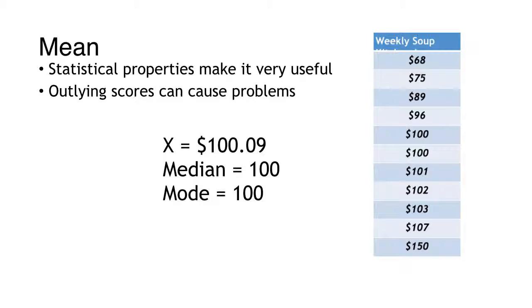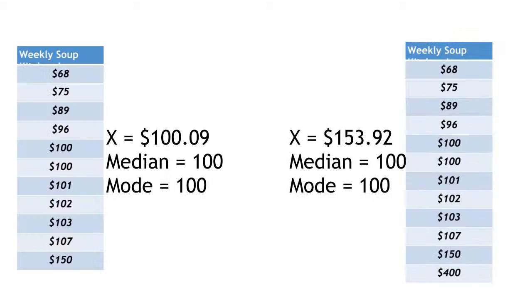Now, imagine that someone walks in who doesn't fit that pattern. This is what we call an outlier. So look down at the bottom. All of a sudden, somebody walks into the soup kitchen who makes $400 every week. My median is still 100. It's still in the middle. The mode is still 100. But look how much the mean has changed because of one outlier.